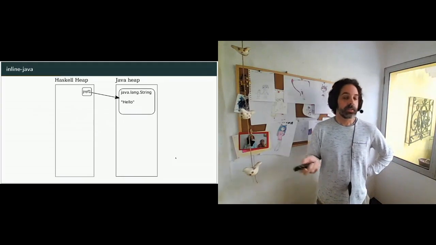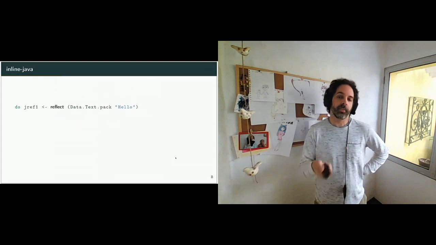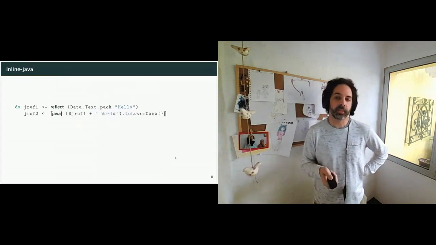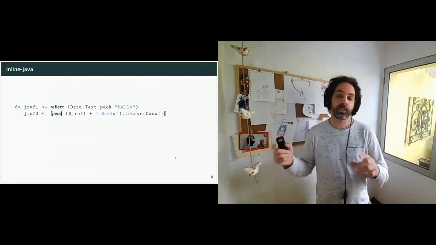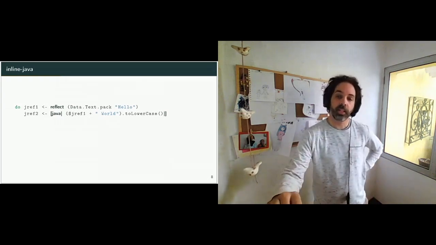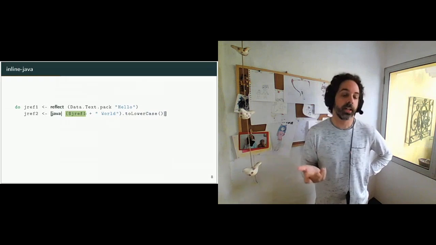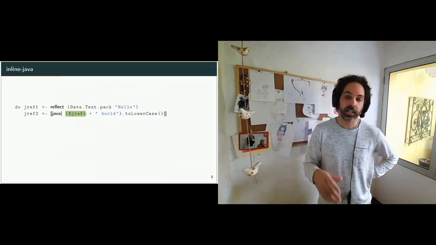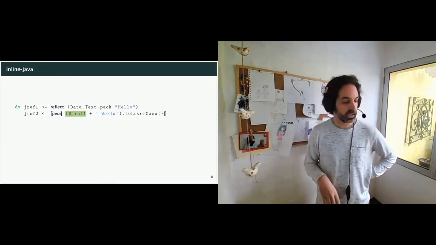And when we want to use the pointer, or the Java object, we have another construction, which is a quasi-quotation. The quasi-quotation includes some code inside that we can use to write some Java code. And in this case, the Java code can refer to references that are available on the Haskell side. And inline-java will know how to pass these references to the Java runtime so this code can be executed.